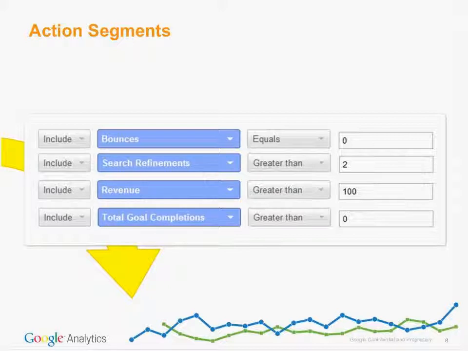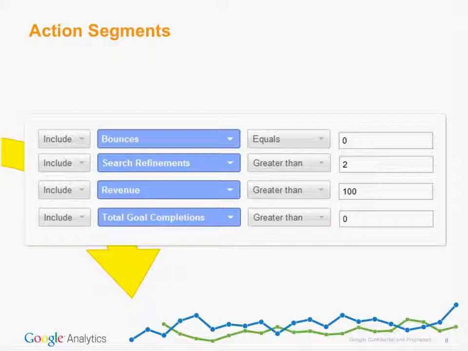The second example are visitors who refined an internal site search more than twice, which means they were highly ineffective but dedicated to finding something within your site and may necessitate a review of your internal search functionality. The third segment identifies the group of visitors who spent more than $100 in revenue with an e-commerce purchase. And the final segment identifies visitors who completed at least one goal that you've identified on your site, greater than 0, at least 1.